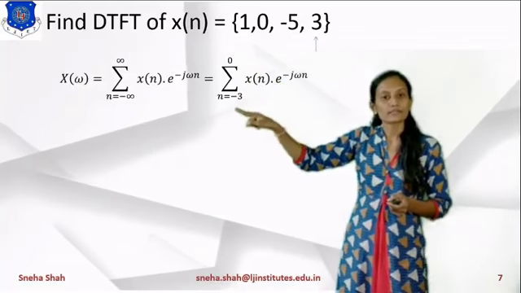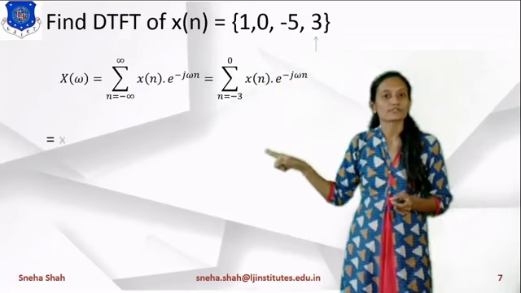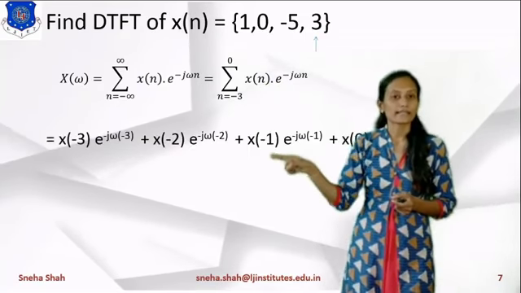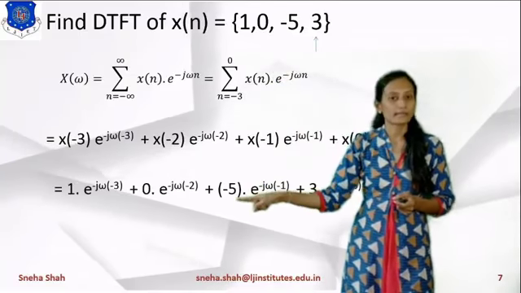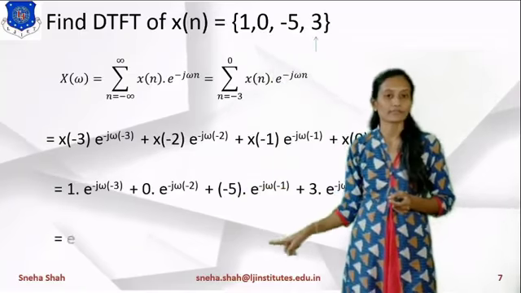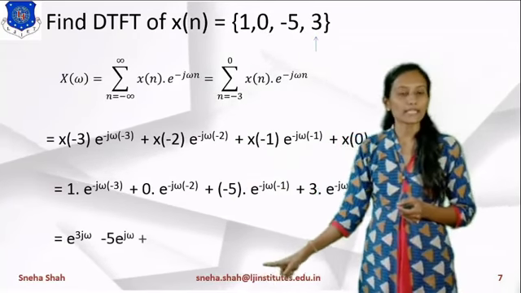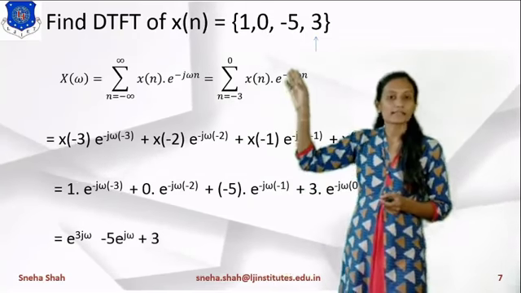Now in this, first of all, we are taking n equals to minus 3, minus 2, minus 1 and 0. So the term will be like this. And in this, we are taking the value of x of minus 3, x of minus 2 from this term. Then the equation will be like this. After simplification of it, the answer equals e raised to 3j omega minus 5 e raised to j omega plus 3. So this is the final answer of this example.